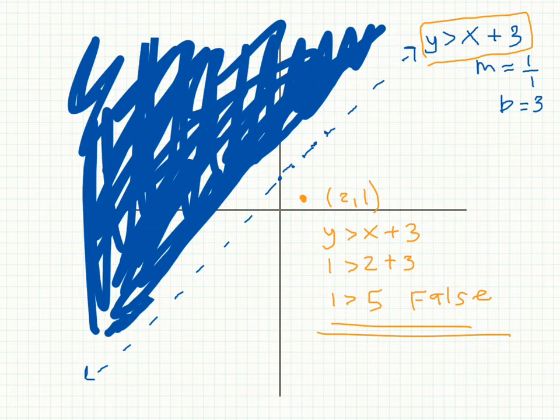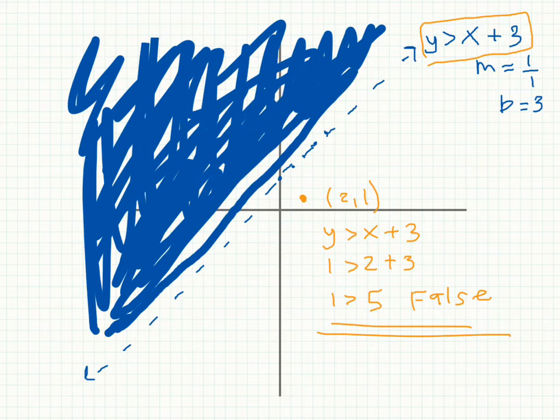Really it should go even closer up to the dashed line. That means any solution in the shaded area can satisfy this inequality. Any point on this dashed line cannot satisfy the inequality because it's only greater than, not greater than or equal to. So this is the one way you can do it. Let's clear this off and look at the other method.